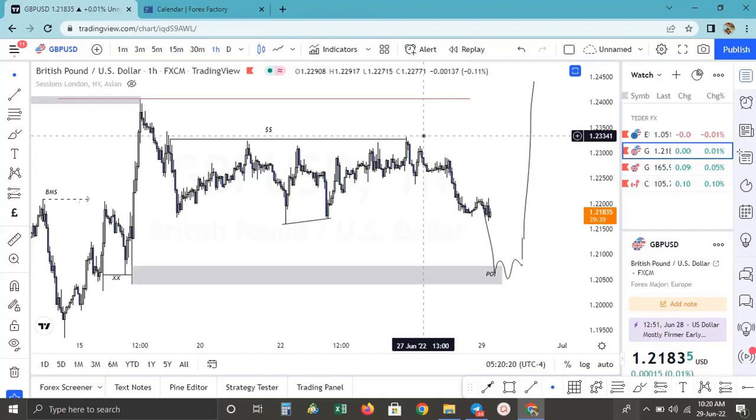And what can we see? Probably we can see that there are liquidities sitting here.